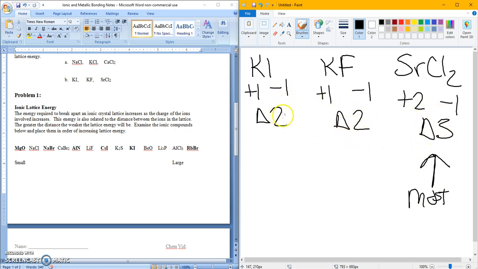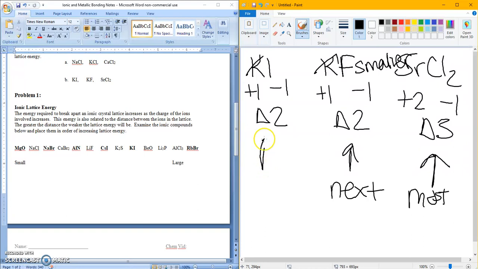Then I look over here, oh, these two have the same charge, so I look at the size. Potassiums have the same size, so I'm not going to worry about this. Fluorine, if I look on my periodic table, is smaller than iodine, so potassium fluoride is going to be the next attractive, and potassium iodide is going to be the least.